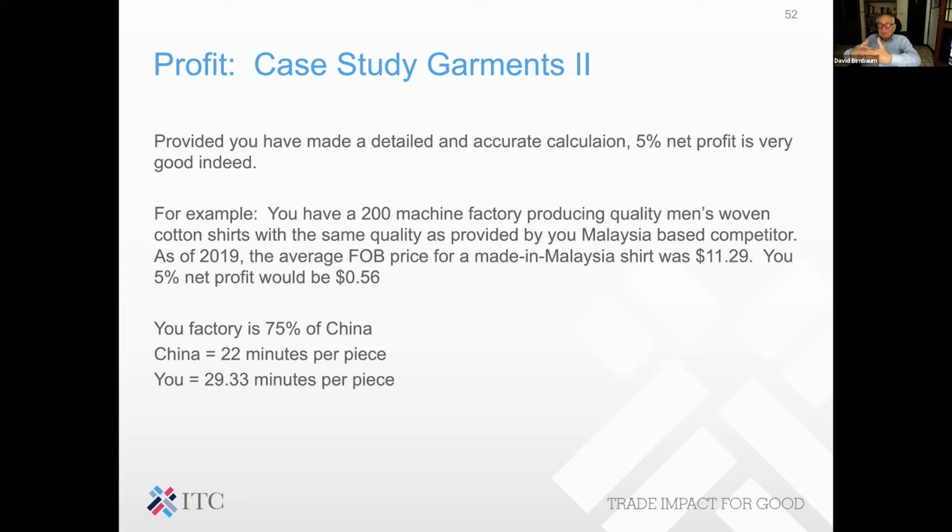If you're producing goods in a cheaper country, the cost of a shirt can be $5. But if you're in the Malaysia business, if you're in Malaysia, you're making 56 cents.